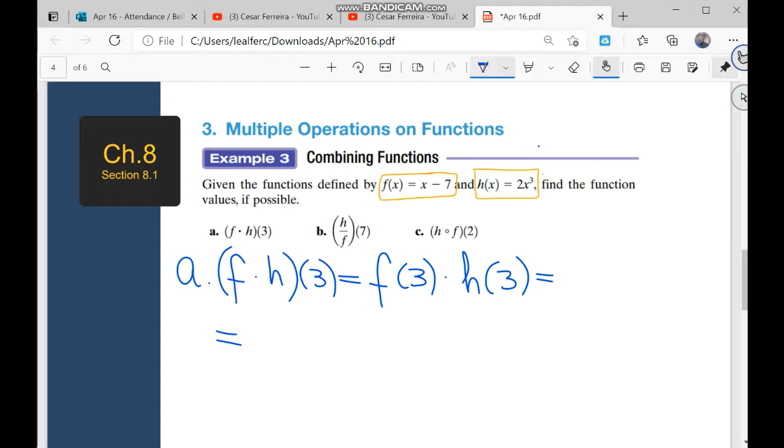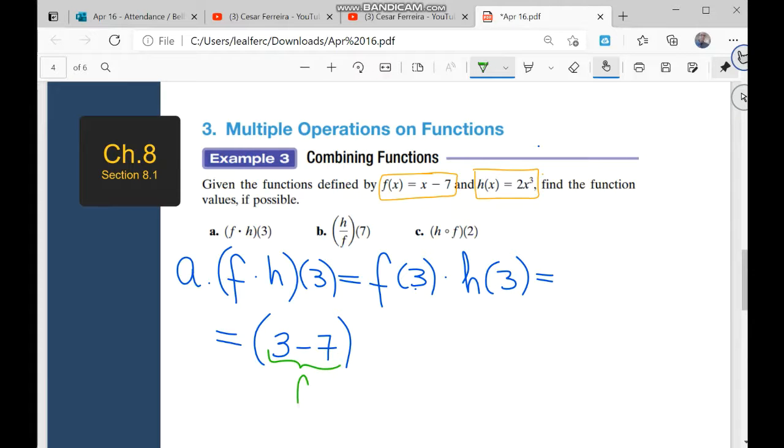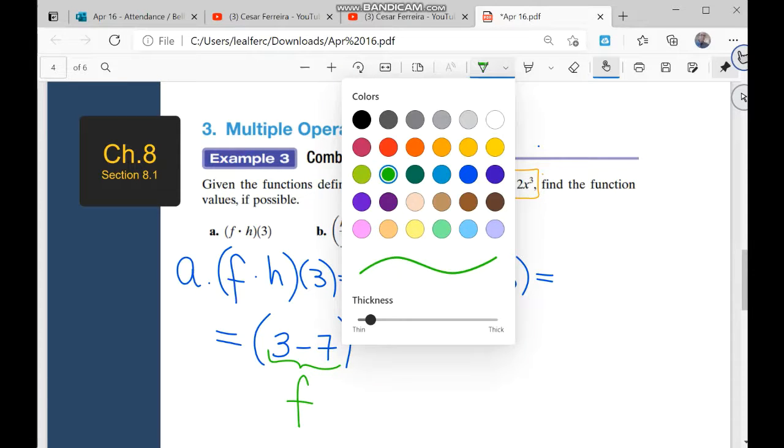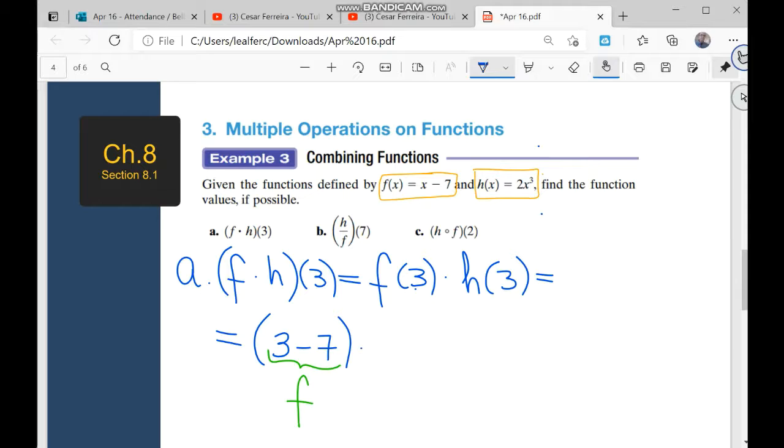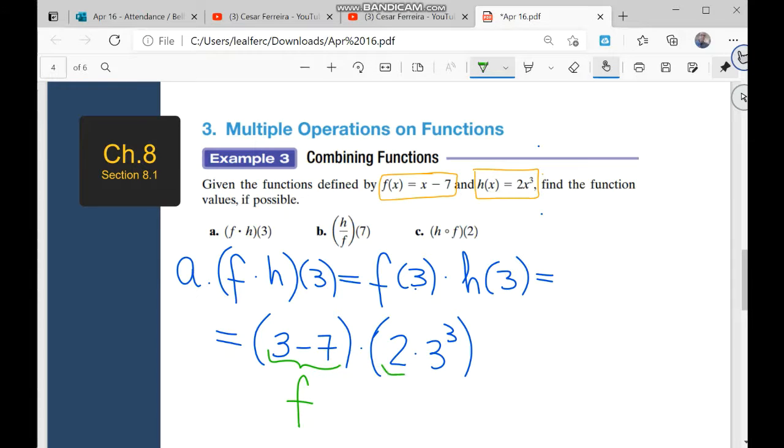What is f of x? f of x equals x minus 7. So x is 3, 3 minus 7. And remember, this is f. Now, what is h? h of x equals 2 times x cubed. So 2 times x is 3 cubed. Remember, this is h, right? This side here is h.